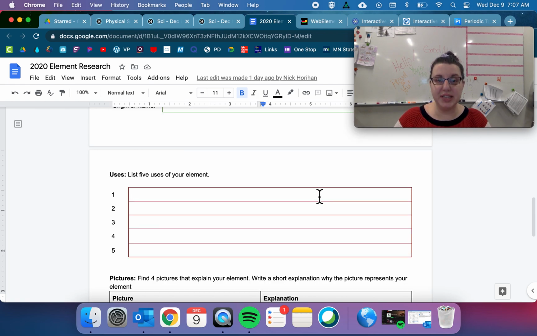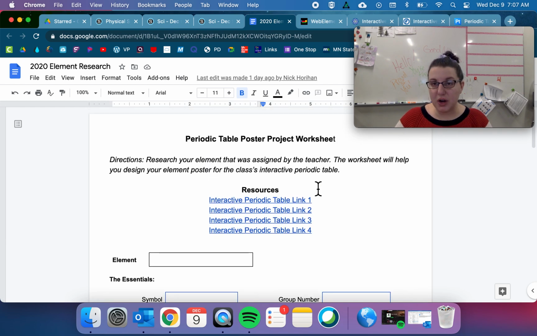Once you have all this information done, tomorrow you will be taking it and putting it on a slide and creating our interactive periodic table. So that is what we are doing. If you have any questions, please contact your teacher.